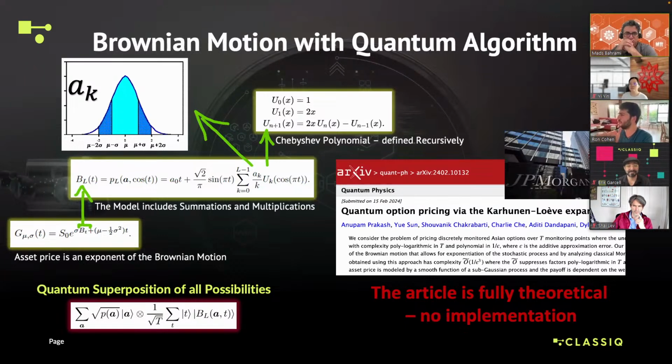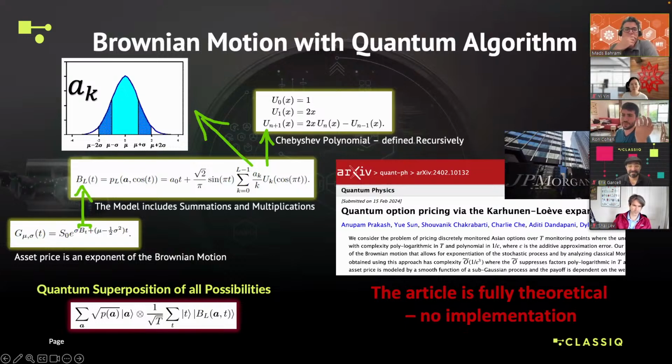JP Morgan Chase Bank, the biggest bank in the world maybe, published an article in February telling how to model option pricing in the financial market using Brownian motion. It was totally theoretical, and it says that the Brownian motion is a random variable described with a lot of summation and multiplication and a polynomial defined in a recursive way, the Chebyshev polynomial, if you know.